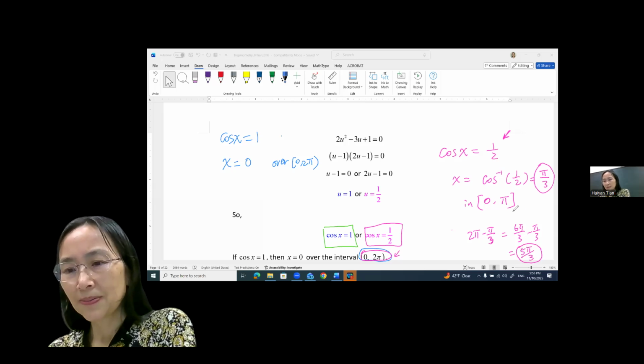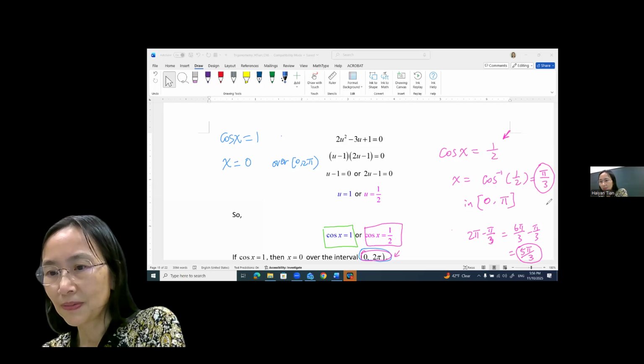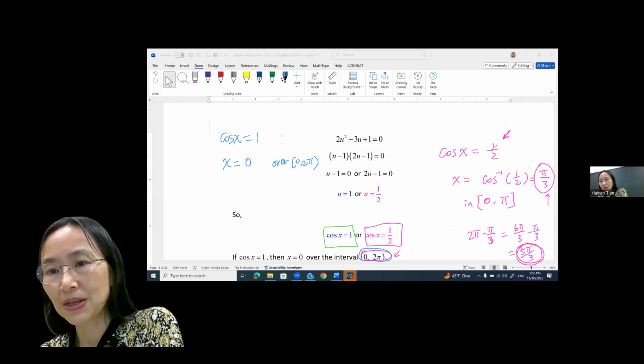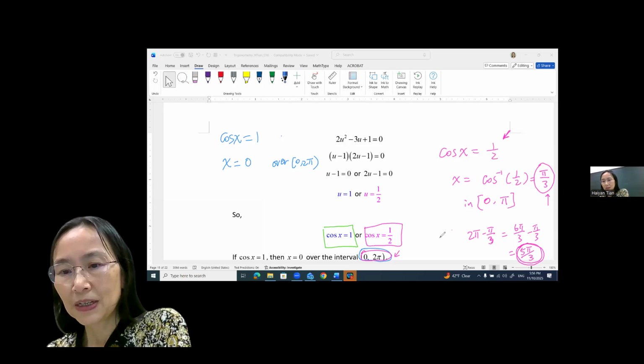So this angle has a reference angle of pi over 3. But these two angles will have the same cosine value. That means half. So we just found one solution over the interval from pi to 2 pi, because we found one, but there's another one from pi to 2 pi.